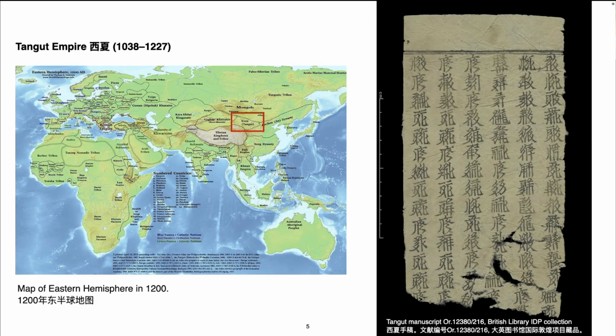The Tangut script was used in the Tangut Empire, which existed between the 11th and 13th centuries. It was located in current northwestern China. The script was created within 4 years, and the whole set is almost 7,000 characters. After the fall of the Tangut Empire, the script gradually became extinct. For a long time, it remained largely inaccessible until major discoveries were made in the early 20th century.